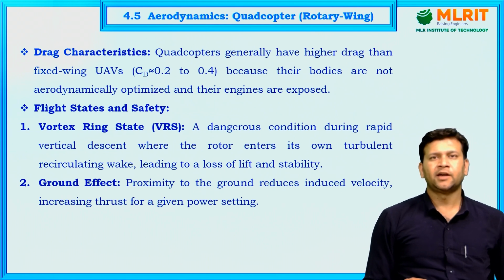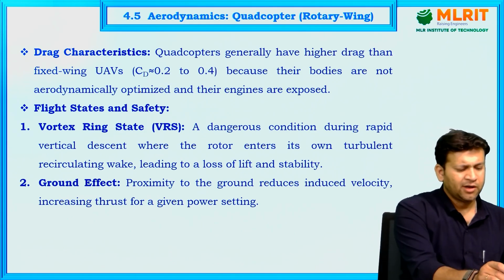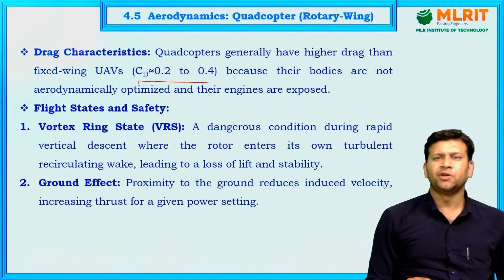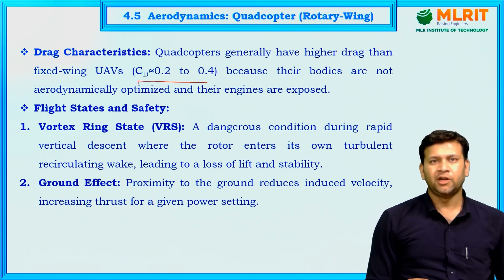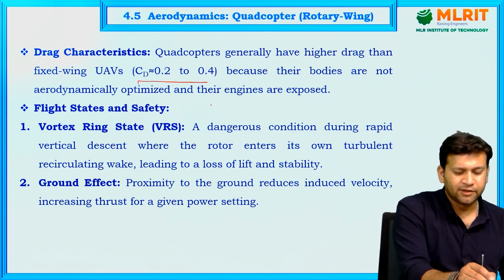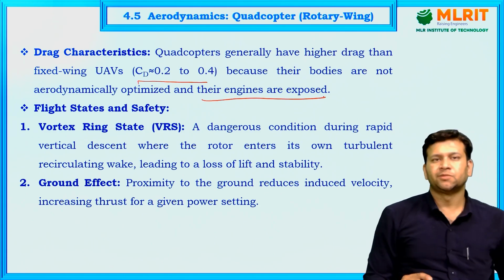The drag characteristics of quadcopters. Quadcopters generally have higher drag than fixed wing unmanned aerial vehicles, in the range of 0.2 to 0.4, because their bodies are not aerodynamically optimized and their engines are exposed.